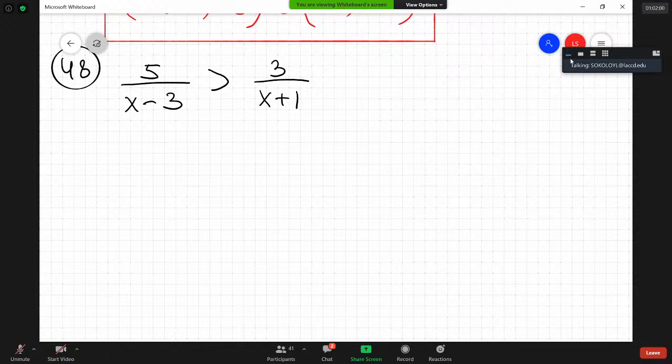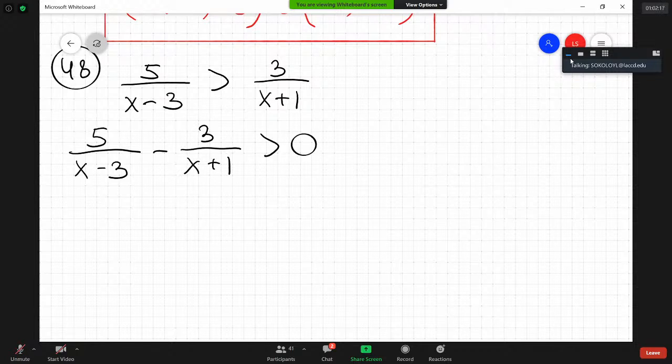And to do that, we need to move the right-hand side term over to the left side. We have to subtract it on both sides, giving us 5 over x minus 3 minus 3 over x plus 1 greater than 0. So that's how we get the 0. But we're far from done.